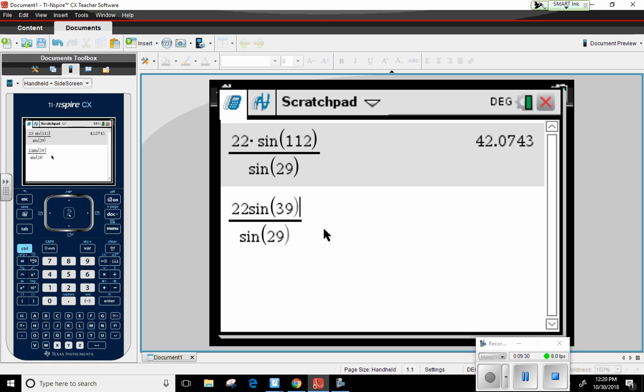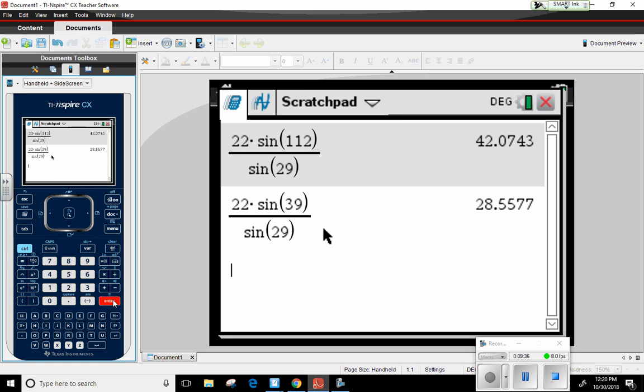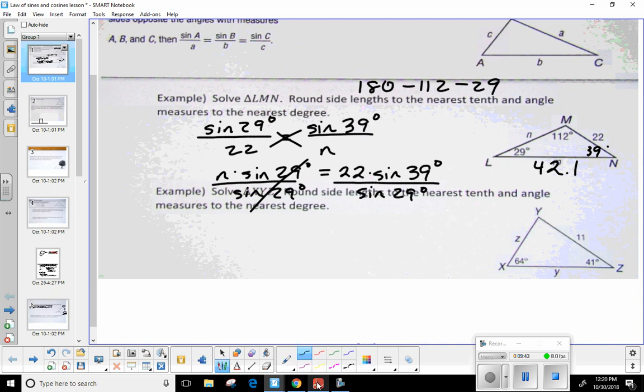Okay, so as soon as I push enter, what should I be getting for the length of n? Okay. Nathan is absolutely right. I'd say 28.6. So 28.6. So we found everything there is to know about this triangle. We're just looking at oblique triangles, which means they have no right angle. Okay. So if they have no right, that probably means they're wrong.